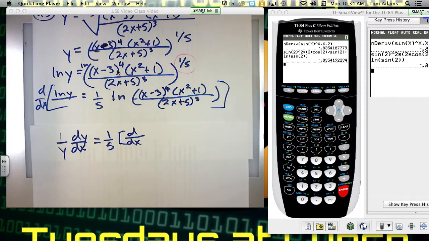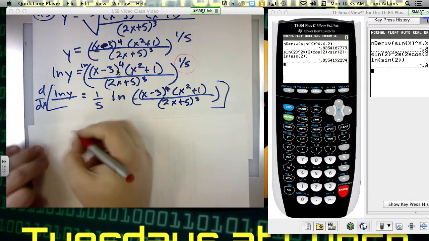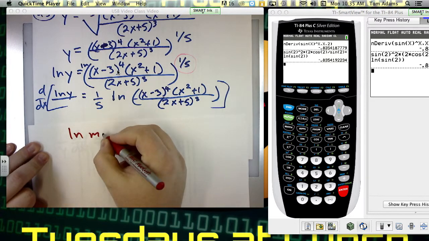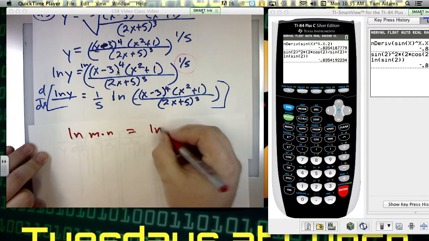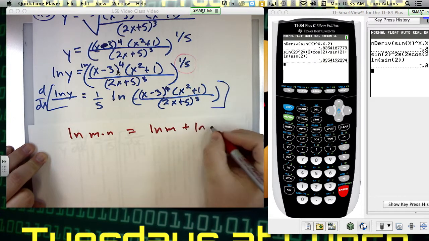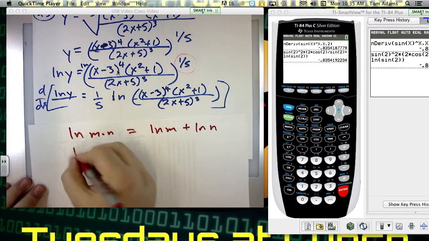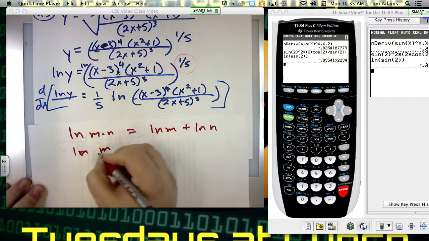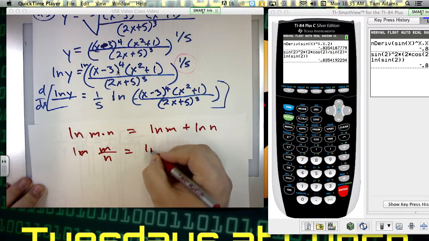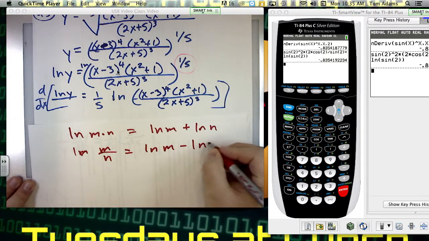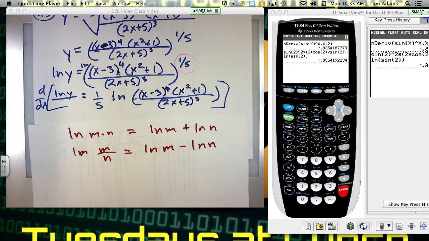Now, before I take the derivative, there's a property of natural logs that I could use to make it easier. I'll write it in red and show it on the screen. If I have the natural log of m times n, that's the same as the natural log of m plus the natural log of n. If I have the natural log of m divided by n, that's the same as the natural log of m minus the natural log of n. Okay? So I can clean up this fraction by applying that property.